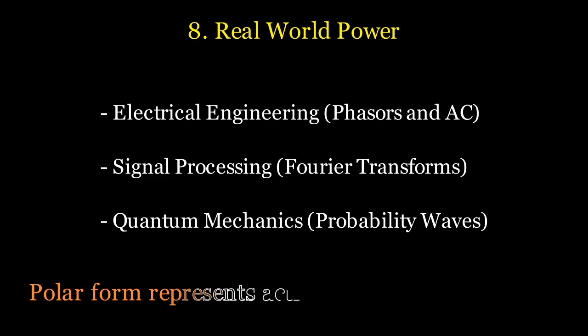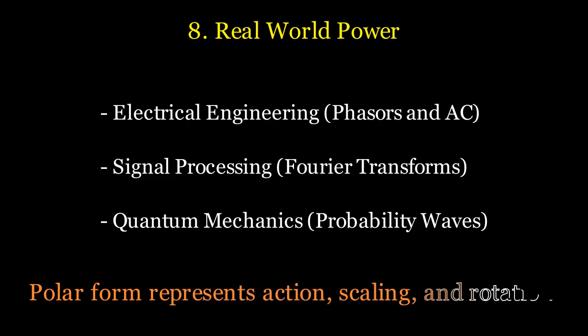In conclusion, the journey from rectangular x y to polar r theta form is a masterclass in how changing your mathematical framework can turn a difficult problem into an intuitive one. Rectangular form is great for addition, representing static locations on a grid. But polar form is the language of multiplication, representing dynamic action, scaling, and rotation. By embracing Euler's formula, we unlock the geometric reality of the complex plane.